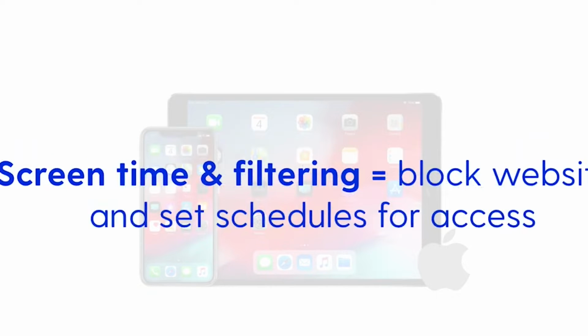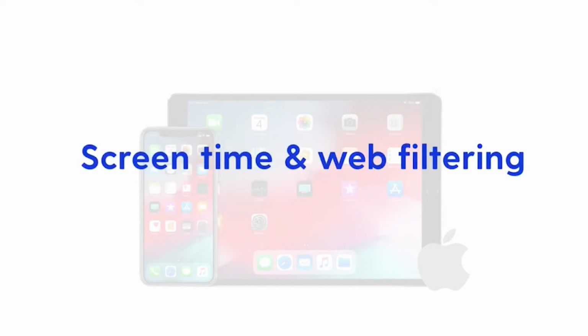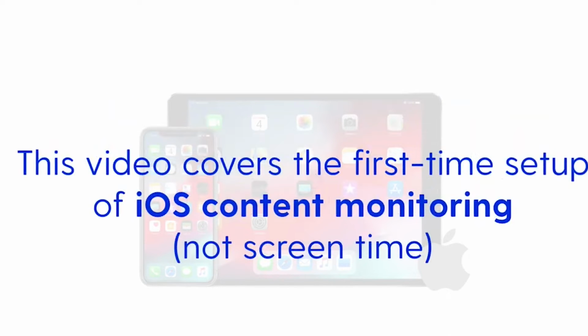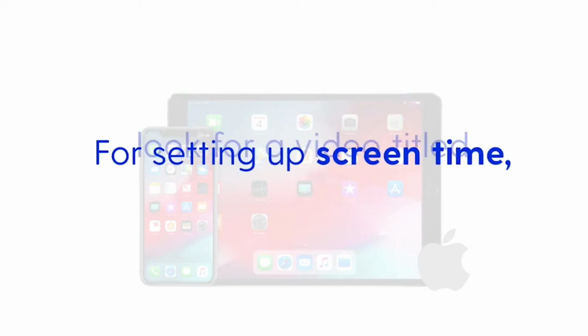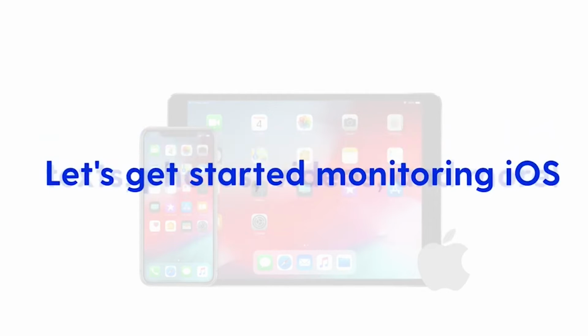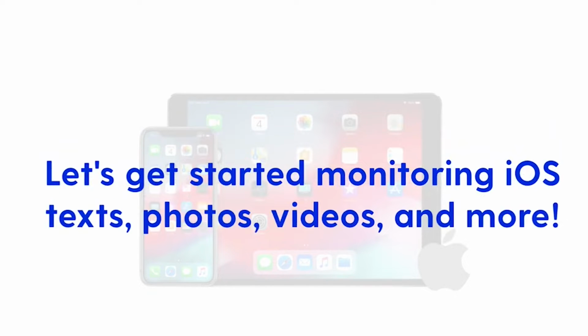Our other major feature, known as screen time and filtering, allows you to block inappropriate websites, set schedules of what apps and sites they can use at what times, and more. Screen time and web filtering is included in all Bark subscription plans, but it's not what we're going to be setting up in this video. You can find the steps for setting up screen time and filtering in a separate video called How to Set Up Screen Time on iOS, and that link is in the video description. In the meantime, let's get started in setting up text message, photo, and video monitoring for your child's iOS devices.